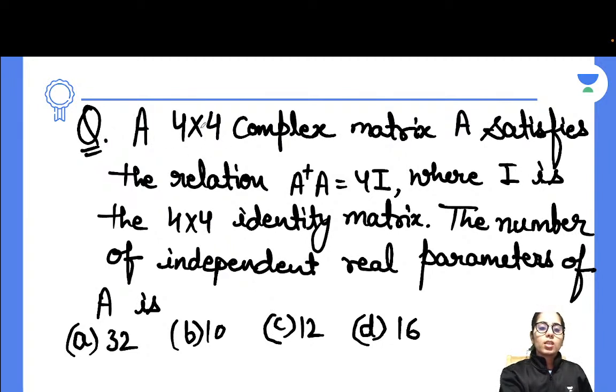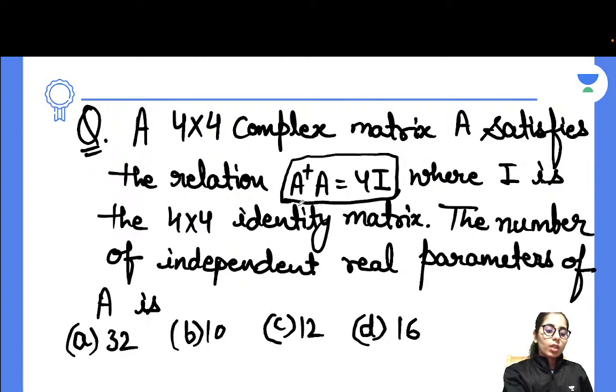In this case, first of all, you have to see whether you are familiar with some formula which can help you get the number of independent real parameters of A. A is a kind of matrix for which this condition is given to you. We already have A dagger A is equal to 4I. So what I can do is consider A equal to 2 times B.